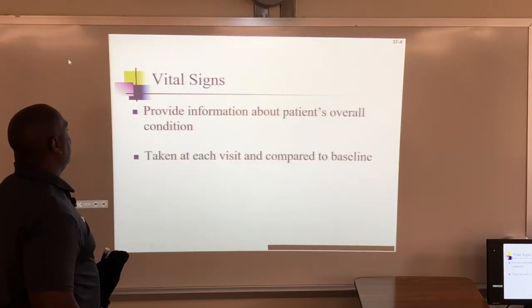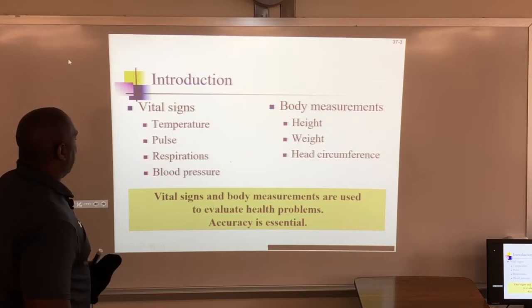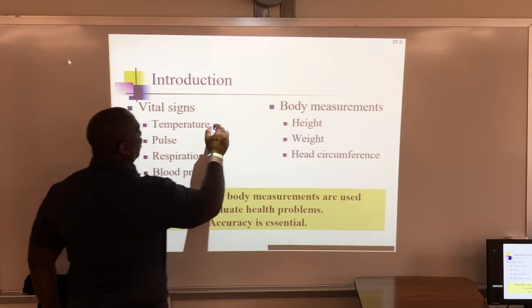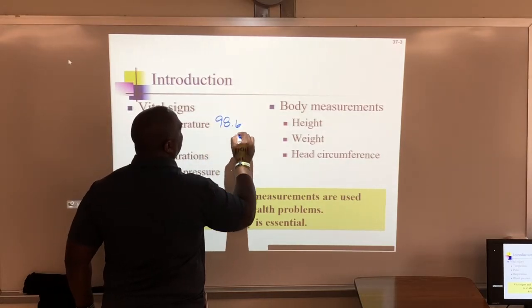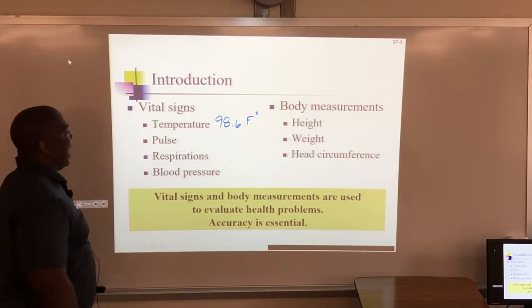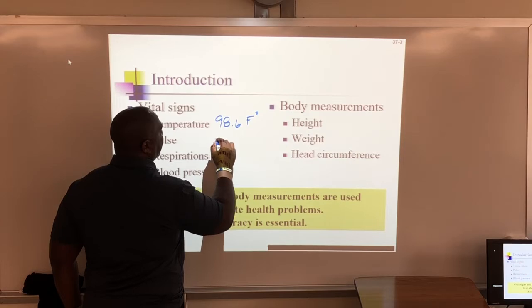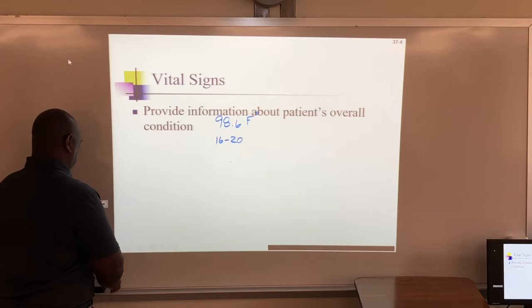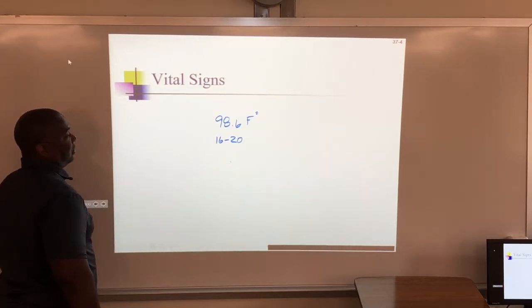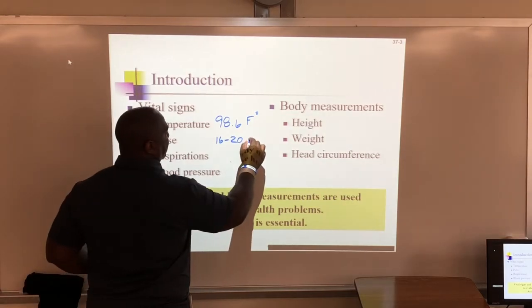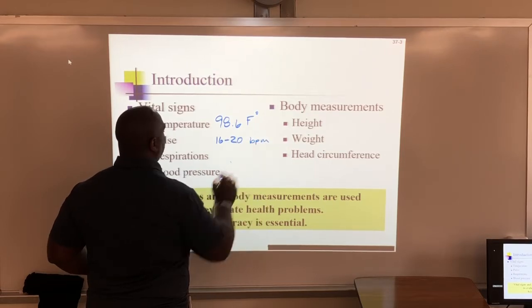So let's go back to vital signs. Since we're reviewing, our baseline temperature is going to be 98.6 degrees Fahrenheit. Our respirations are going to be 16 to 20 breaths per minute. Don't confuse that with beats per minute. It's going to be breaths per minute.